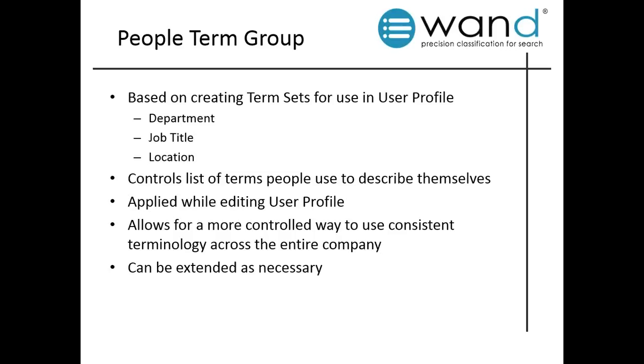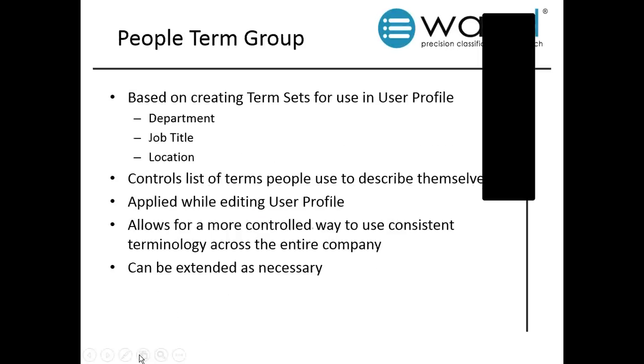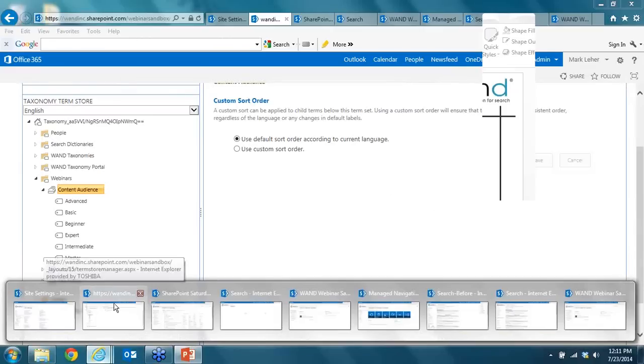It also allows you to extend it. So when the time comes and you want to add more job titles in there, or someone might suggest, hey, how come my job title's not in there? I was filling out my profile, editing my profile, and I didn't see my job title. You can go ahead and add that. So let's take a look at the term store and see what that looks like inside the term sets themselves for department, job title, etc.